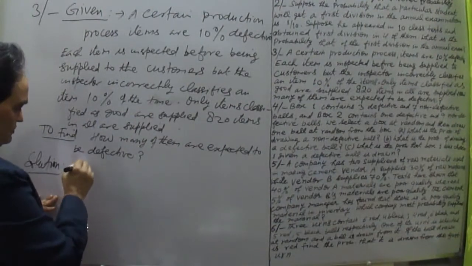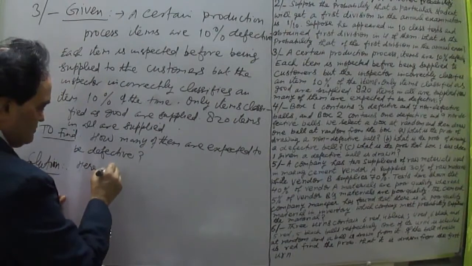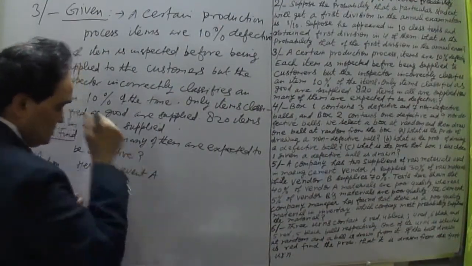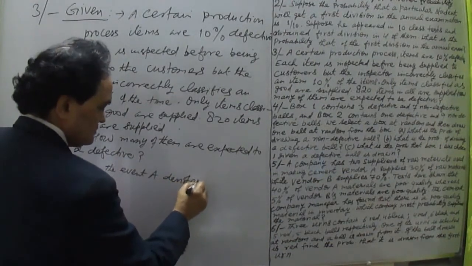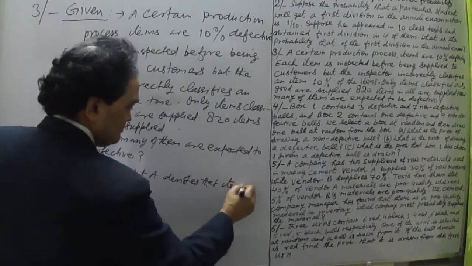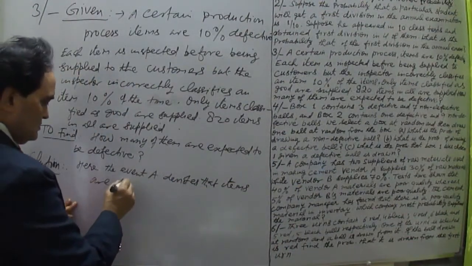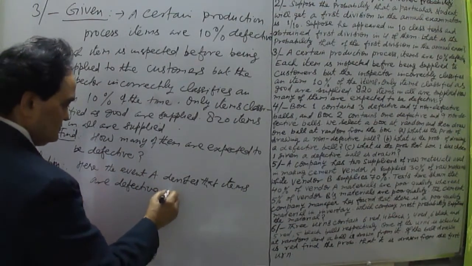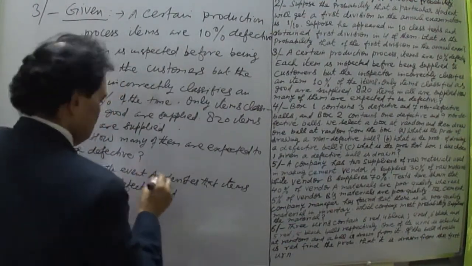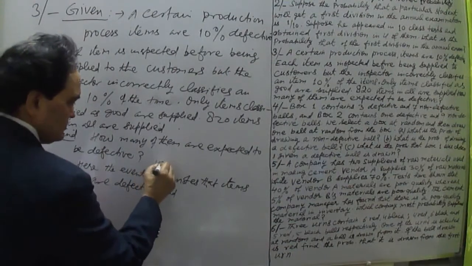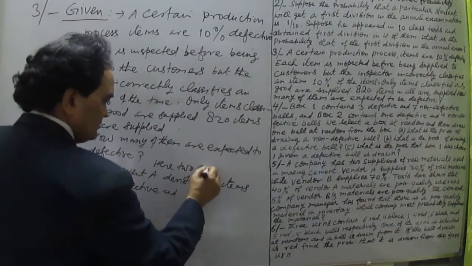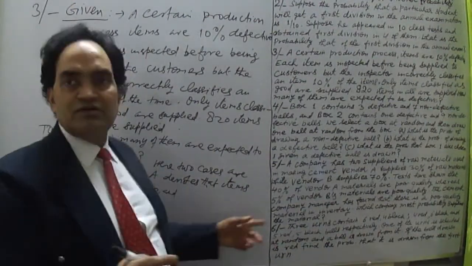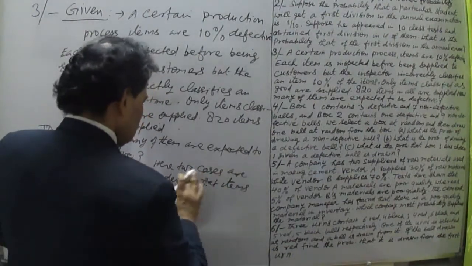What we have to assume here: let me take this as event A. Event A denotes that items are defective. The probability of A. And for the inspector, there are two cases here. What are the two cases? First is defective items, and the inspector also classifies them as good.